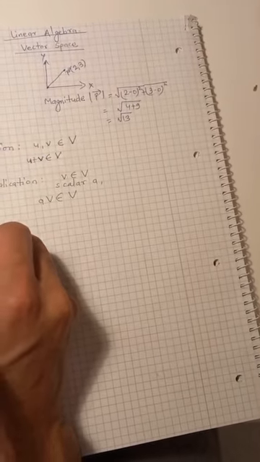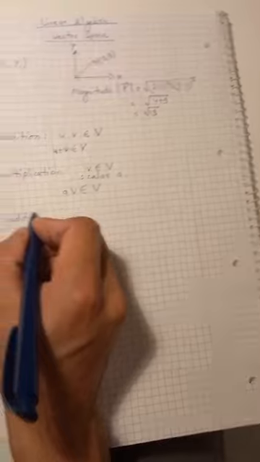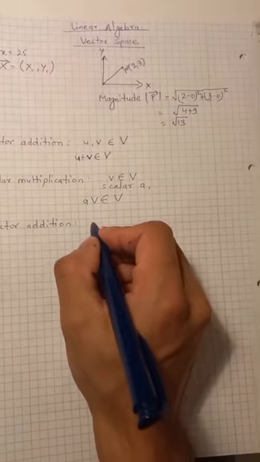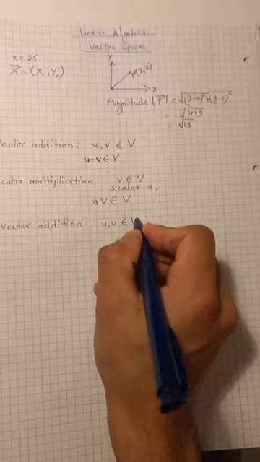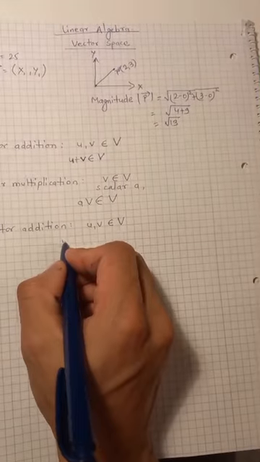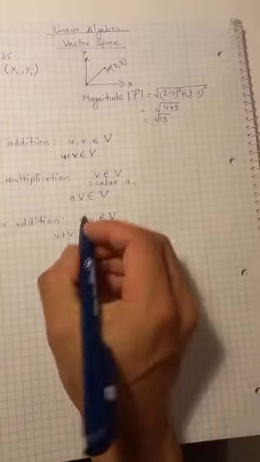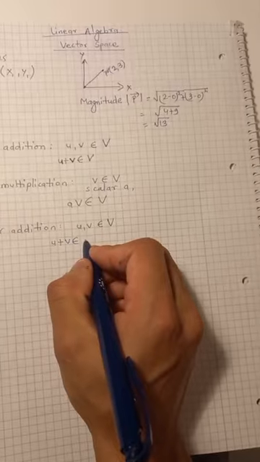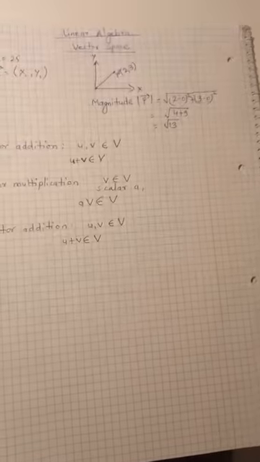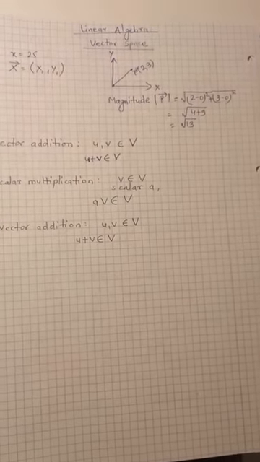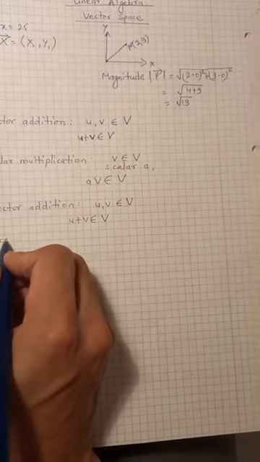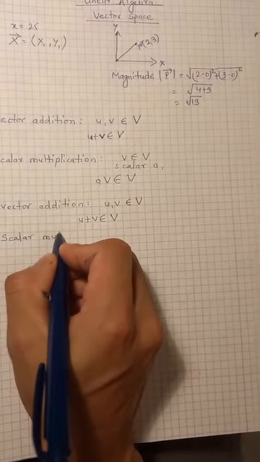For vector addition, we take two vectors u and v from vector space V, and if we add these two vectors u and v, and this result belongs to the vector space V, then this is vector addition, which is an important condition for vector space.